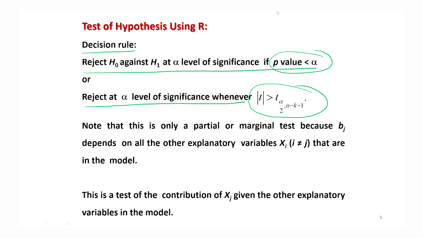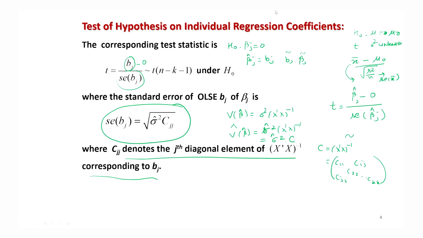Why n minus k minus 1 here? Because this t statistic follows a t distribution with n minus k minus 1 degrees of freedom under H0, that is, when H0 is true.